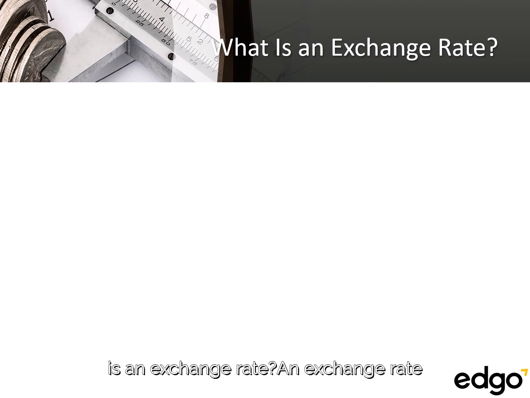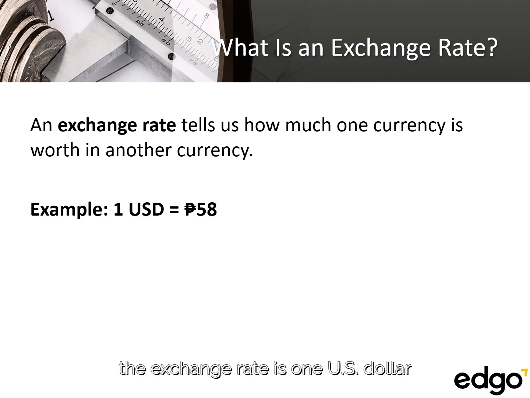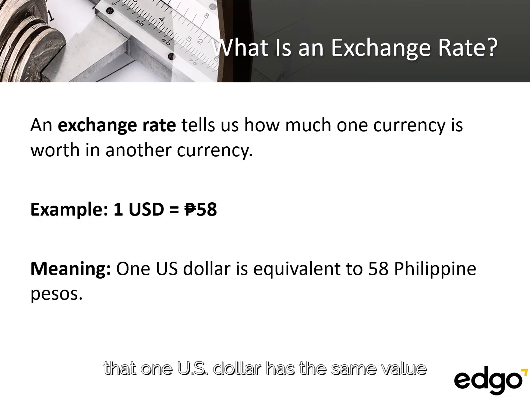Now, what is an exchange rate? An exchange rate tells us how much one currency is worth in another currency. For example, suppose the exchange rate is $1 equals 58 Philippine pesos. This means that $1 has the same value as 58 Philippine pesos.